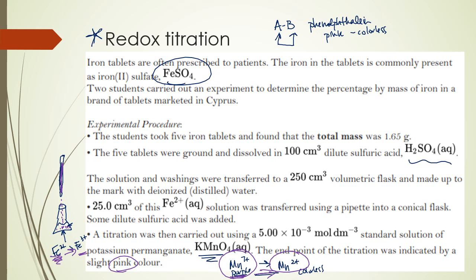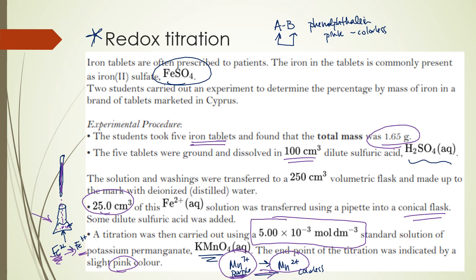So what we're going to do is look at 1.65 grams of iron tablets that are ground up and dissolved in 100 cubic centimeters of sulfuric acid. We are going to take aliquots, 25 cubic centimeters of the iron, and use that into a conical flask, which is the same thing as Erlenmeyer. And then we're going to carry out the titration. We're going to use 5 times 10 to the -3 mole per cubic decimeter standard solution. Again, standard just means that we know the concentration of it, potassium permanganate.